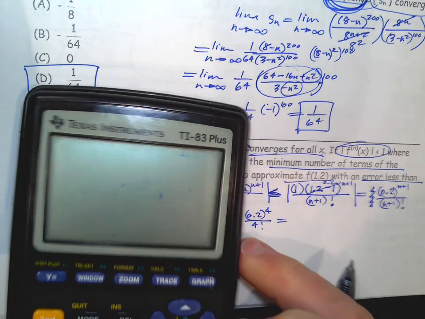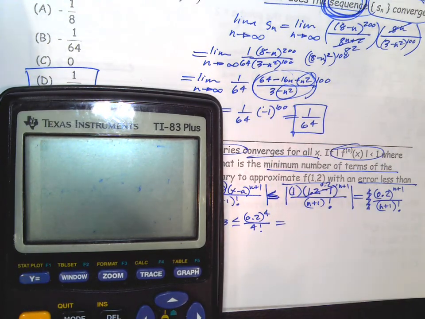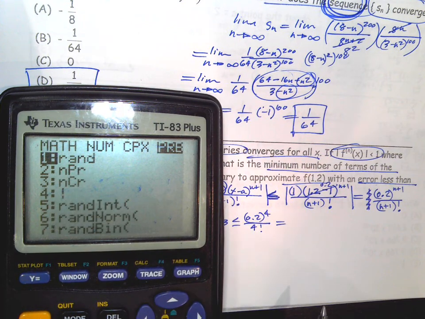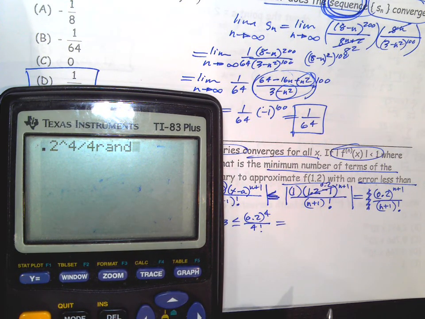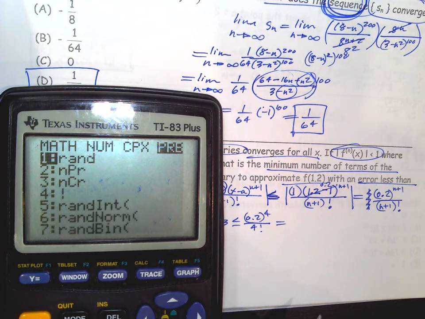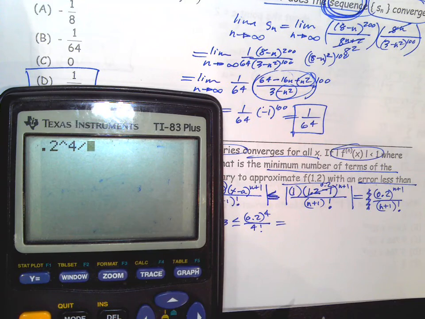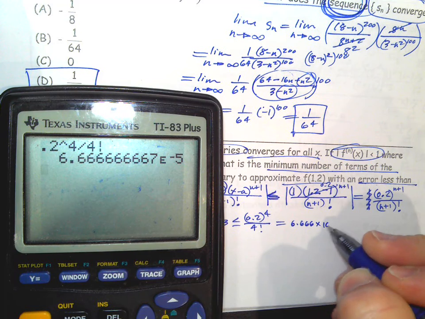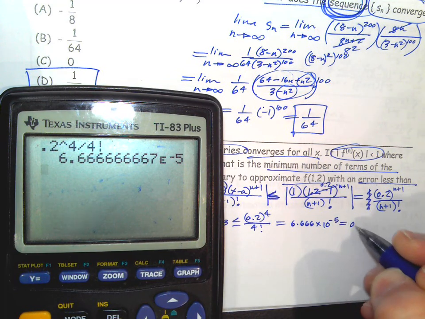So on my calculator, which keeps telling me its batteries are low, I guess I should change them. 0.2 to the fourth divided by, math, PRB, oops, that's not what I want to do. I've got to put the 4 first, then math, then PRB, then factorial. Okay, so that's 6.666 times 10 to the negative fifth, which is 0.00006666.